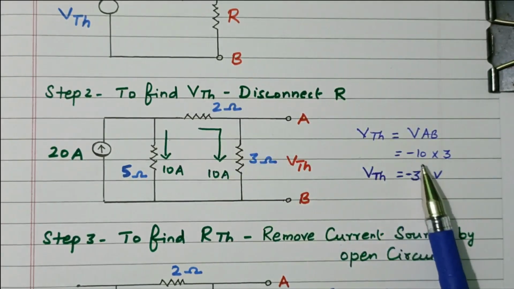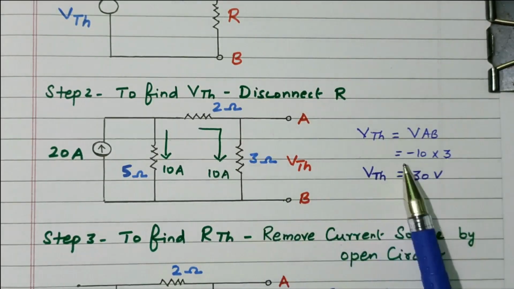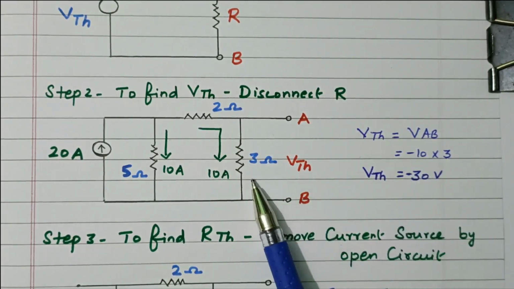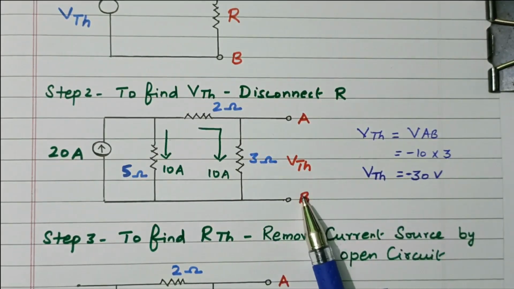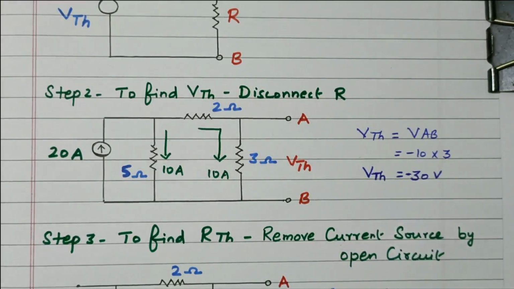Right? So V equal to I into R. I is 10 ampere, R is 3. So minus, it is going down, so minus 30 voltage. So the voltage across 3 ohm is 30 voltage, that is VAB, that is VTH. Now we calculated the Thevenin voltage.